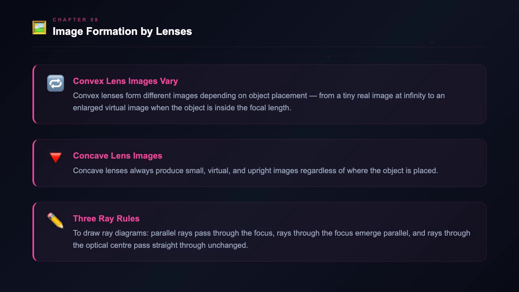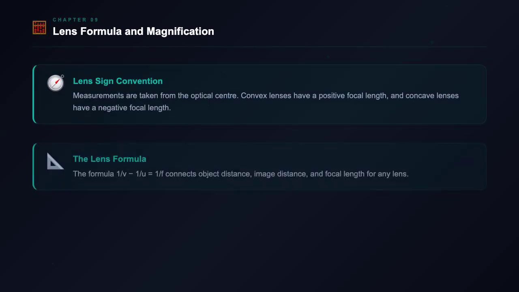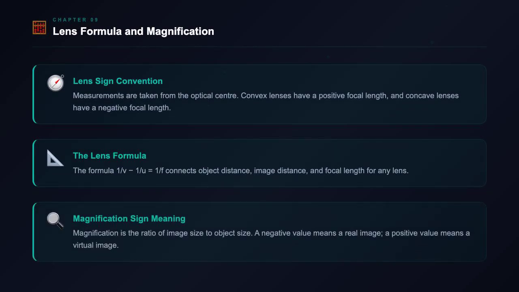Concave lenses always produce small, virtual, and upright images, regardless of object placement. For drawing diagrams, 3 rules apply. Parallel rays pass through the focus, rays through the focus emerge parallel, and rays through the optical center pass through unchanged. The sign convention for lenses is similar to spherical mirrors.